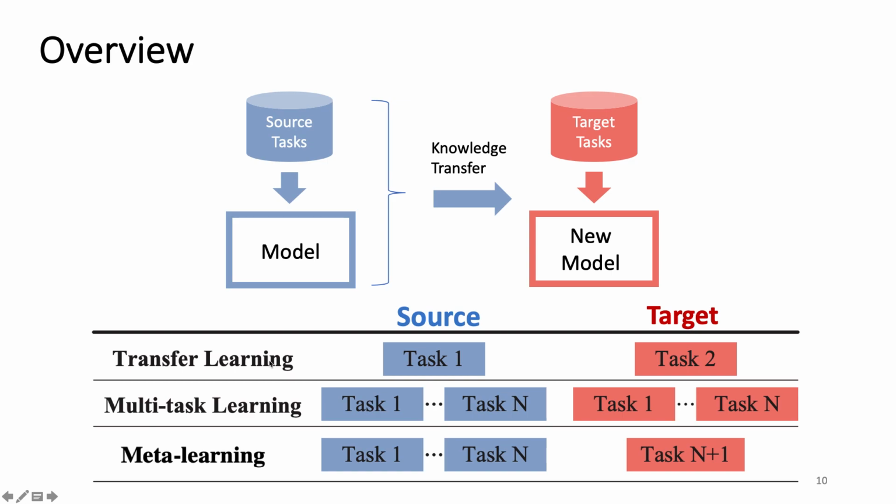Here we present three types of learning techniques for how to make use of the auxiliary tasks. First is transfer learning. In transfer learning, the setting is that we only have one source task, and we also only have one target task. For multitask learning, we have n source tasks, and we have the same n target tasks. For meta learning, the setting is we have n source tasks, and we have another n plus 1 target tasks. So they deal with different kinds of settings. We will talk about a representative technique for each category.